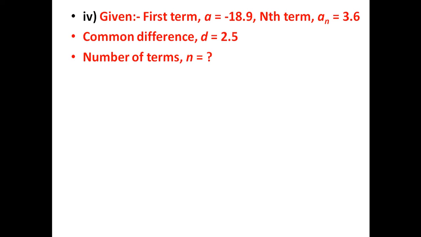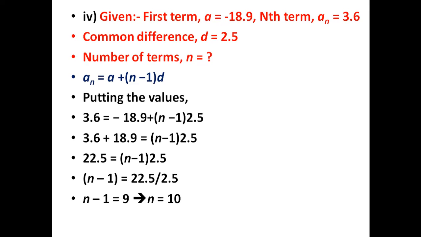Moving to the fourth subdivision. First term is a equal to minus 18.9. Nth term an equal to 3.6. Common difference is 2.5. We have to find n. So same formula, then putting the values. In the place of an you write 3.6 equal to minus 18.9 plus n minus 1 into 2.5. So that's the d value.